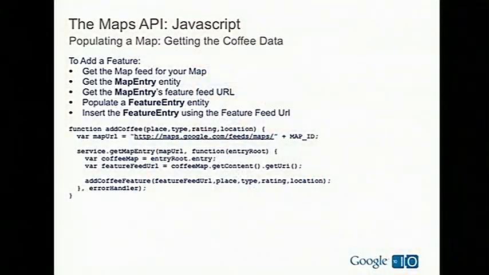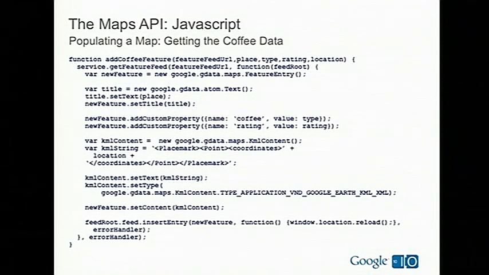Now if I send a post to that specific map feed, I'm going to end up creating a feature. So then I pass all this stuff off to another function. I'm doing a little bit of passing around here, but it's a lot clearer that way. So this is the meat of adding the feature.